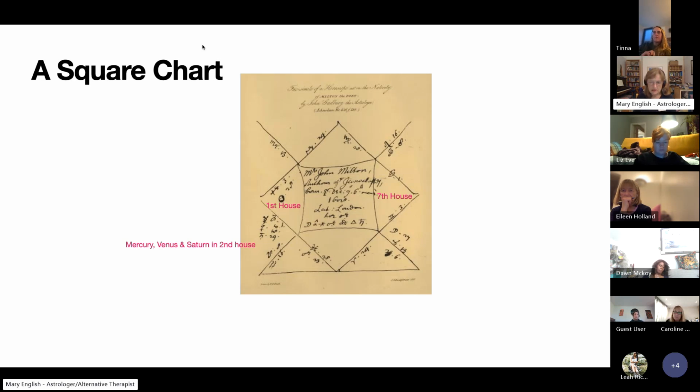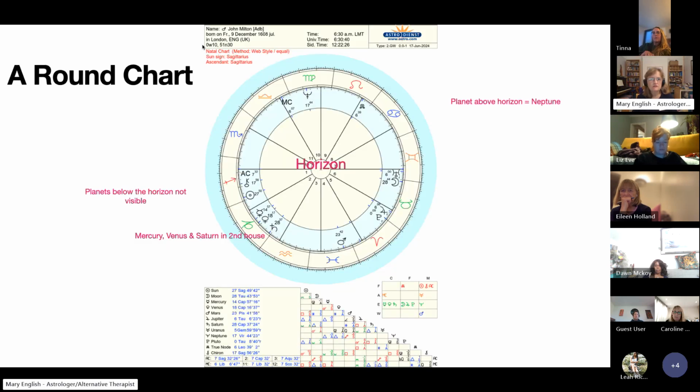So if I just go back, there's the placements of all the planets with all the degrees on them, but this is what they look like today. So there's no right or wrong way even of making a chart. That's how they did it then.